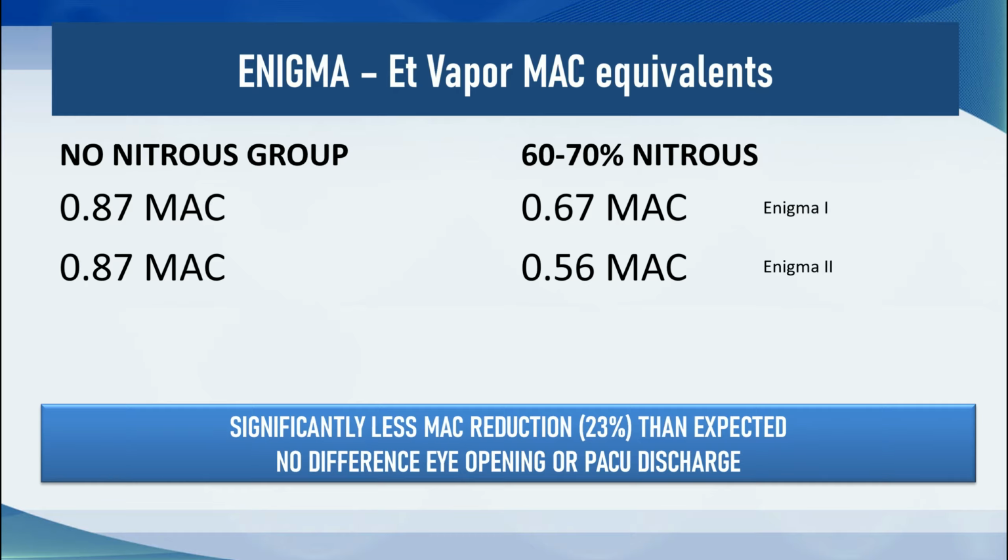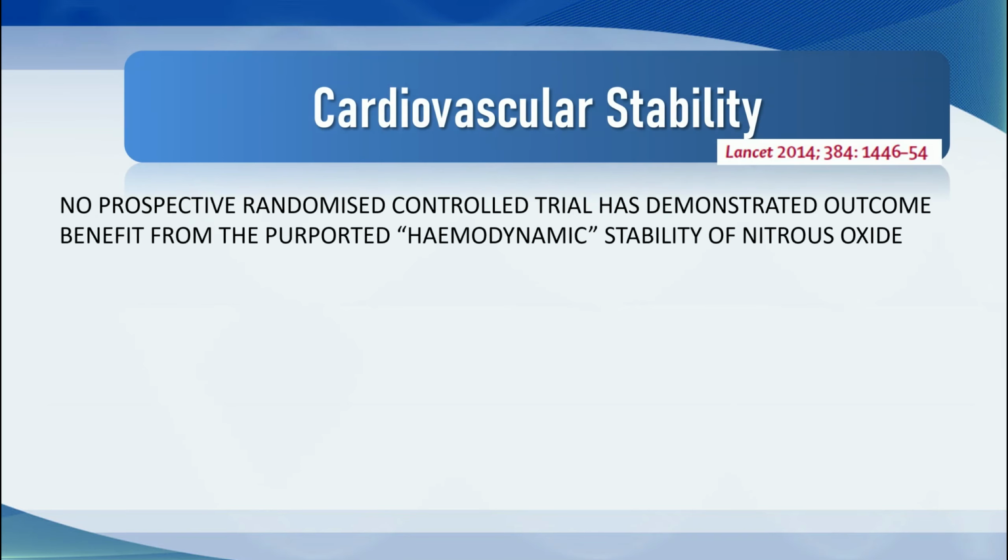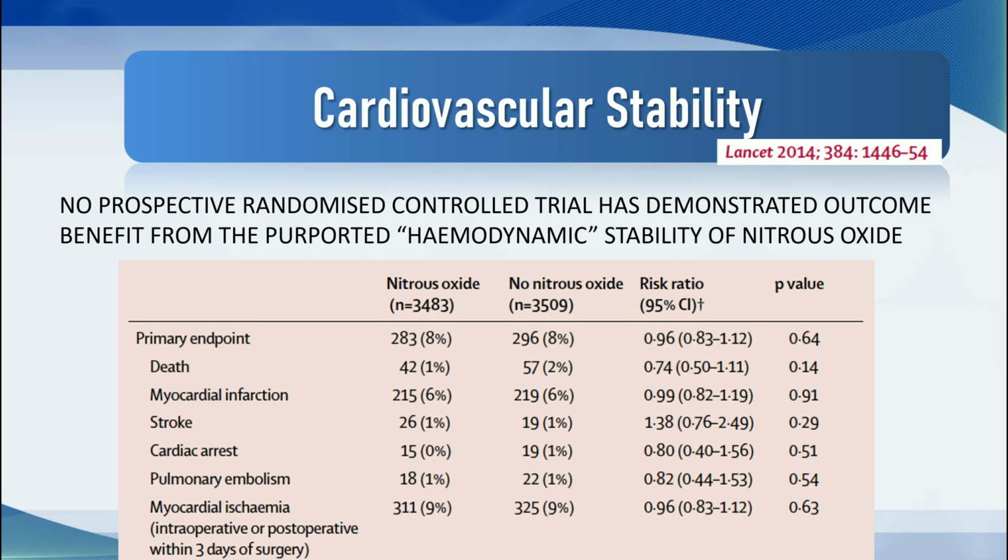One of the other arguments for using nitrous oxide in high concentration is cardiovascular stability, but no prospective randomized controlled trial has demonstrated outcome benefits from this purported hemodynamic stability of nitrous oxide. There is some cardiovascular data from the ENIGMA 2 trial, and although nitrous oxide is volatile sparing, ENIGMA 2 suggests that this does not confer a measurable cardiovascular advantage in contemporary balanced anesthesia. It is neither beneficial nor harmful.